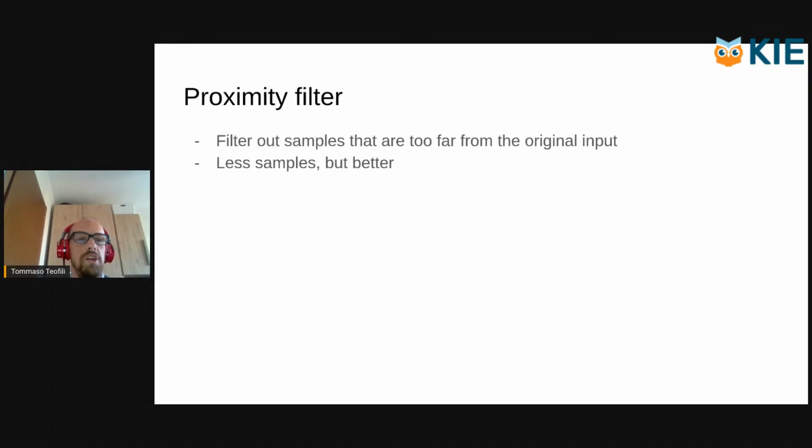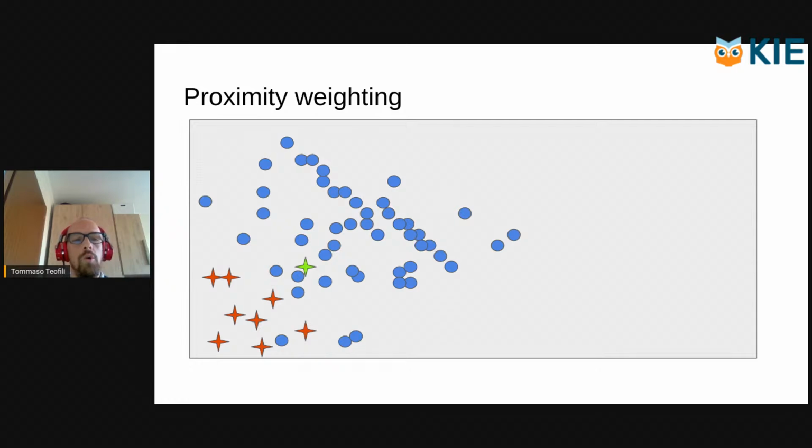Another trick that we leverage is what we call proximity filter. Instead of using all the samples that we generate, but only giving higher importance to the closer ones and lower importance to the ones that are far away from the original input, we actually filter some of them out. Let's again have a look at these samples that we generated during our sampling process. The green cross is the input that we want to explain. This is what the official Lime implementation does, which is to give more weight to the ones that are closer. The ones that are in light red and light blue are the less important ones.